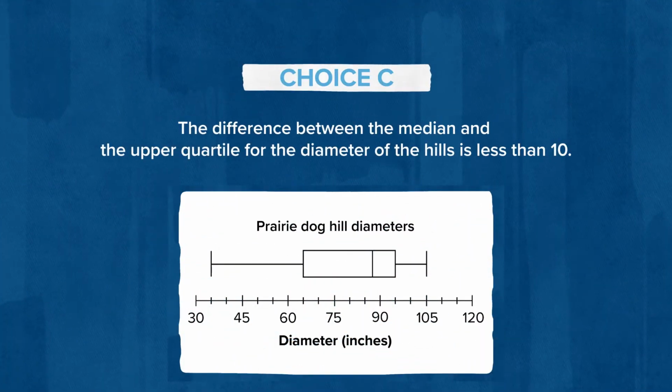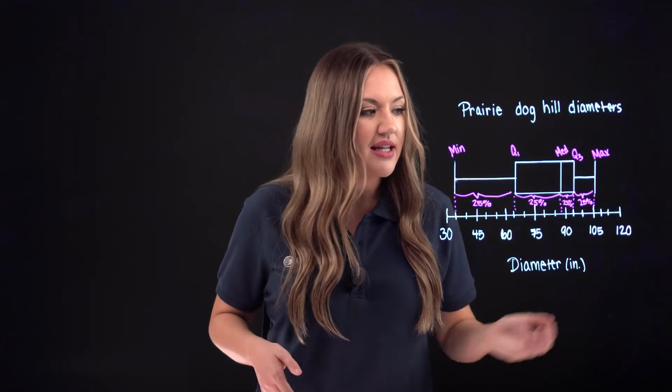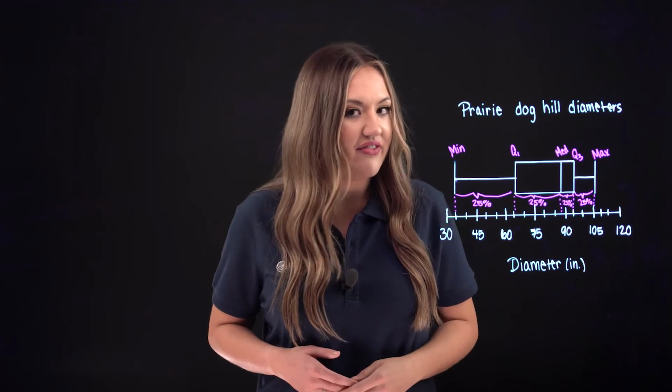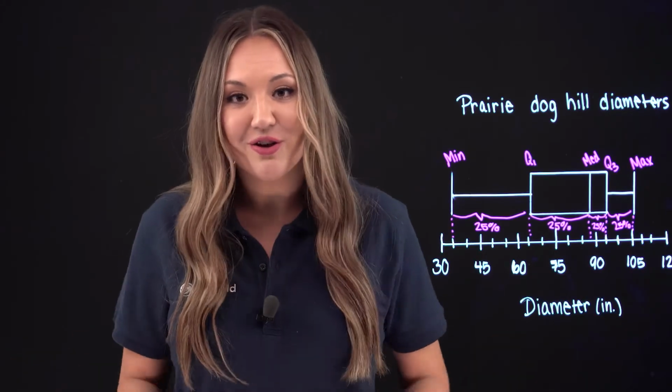Choice C, the difference between the median and the upper quartile for the diameter of the hills is less than 10. So let's take a look at that. The median is between 85 and 90, and the third quartile is at 95. So that's less than 10. So choice C is the correct answer.